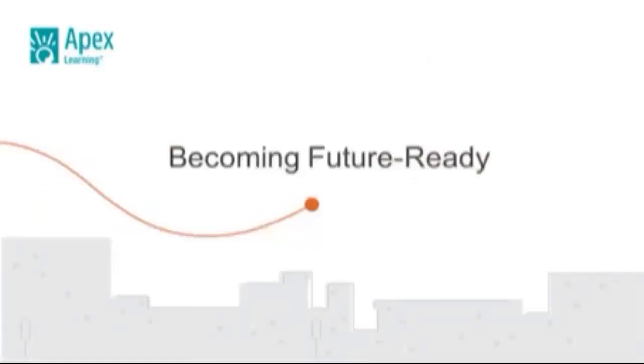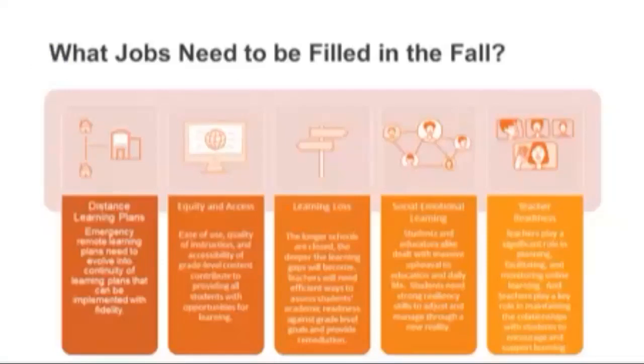So there are many challenges, as we all know, that have emerged as a result of COVID-19. And we have ongoing conversations with our district partners and educational leaders to inform our priorities for the future as well. Through these conversations, let me share some of those priorities as we see them right now. The first is distance learning plans. The emergency remote learning plans that were developed in March have to evolve into continuity of learning plans that can be implemented with ease whenever school buildings need to be closed.